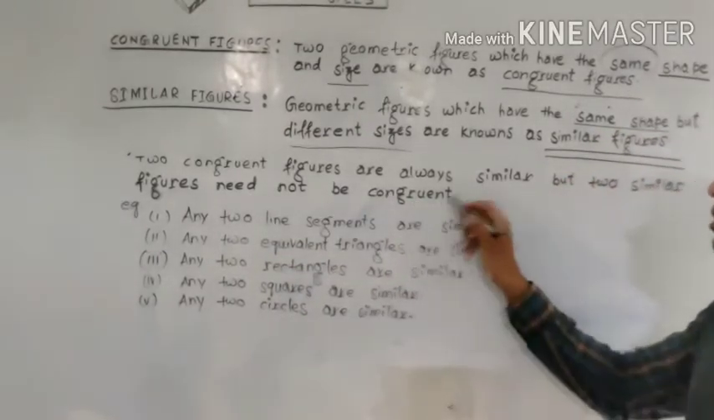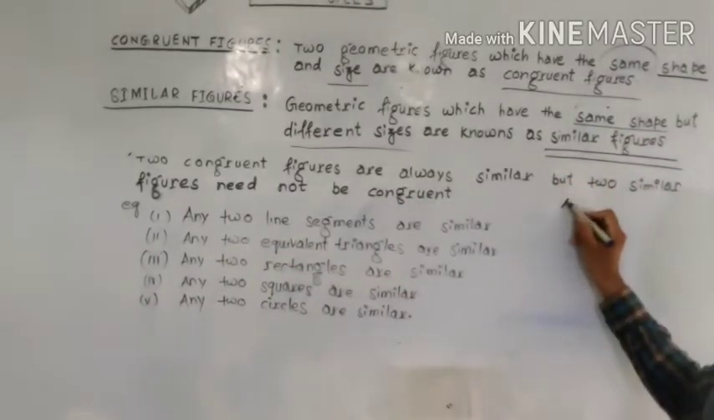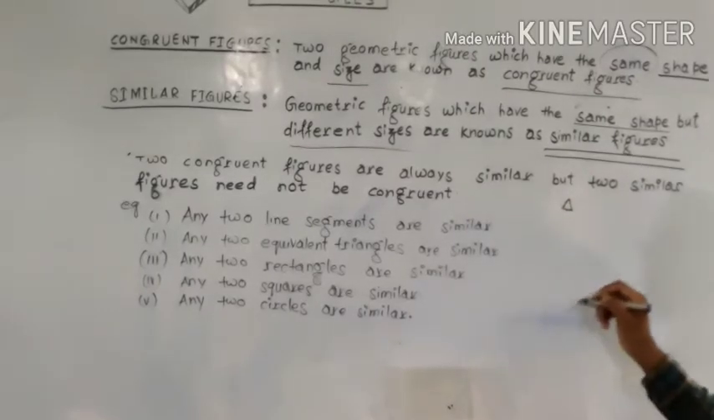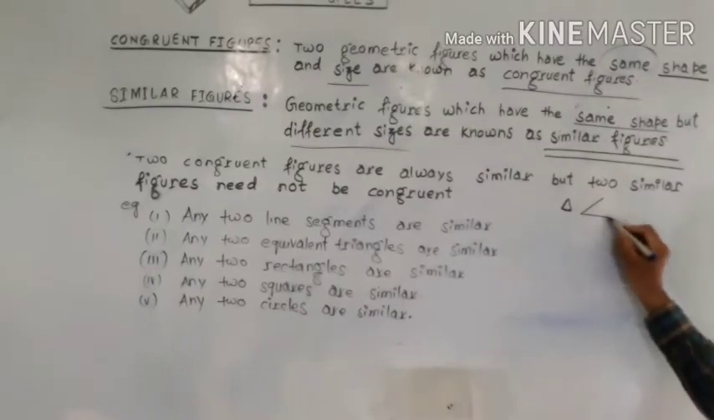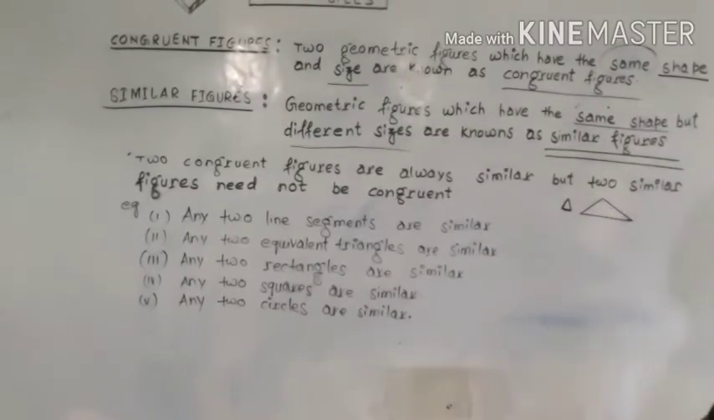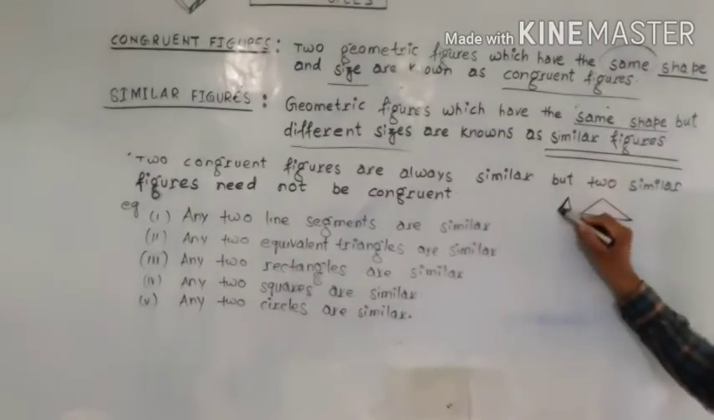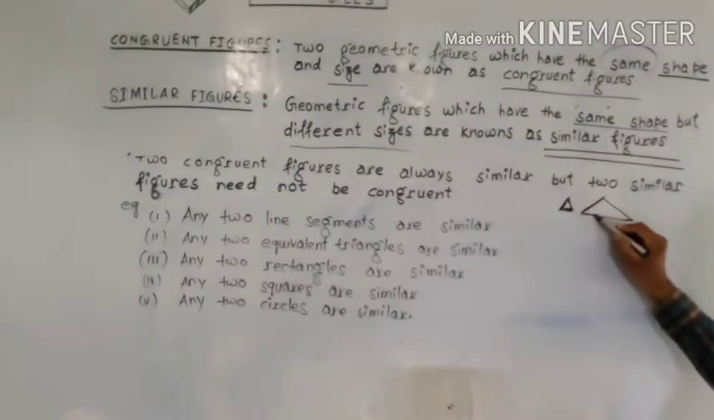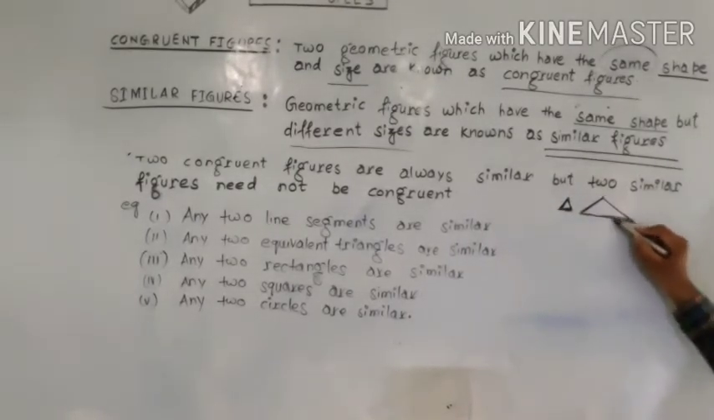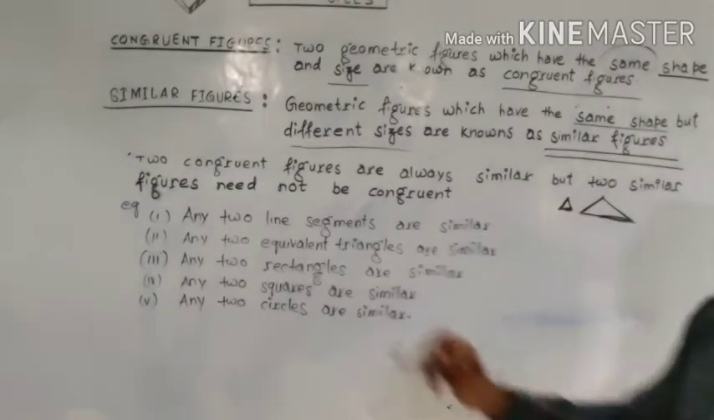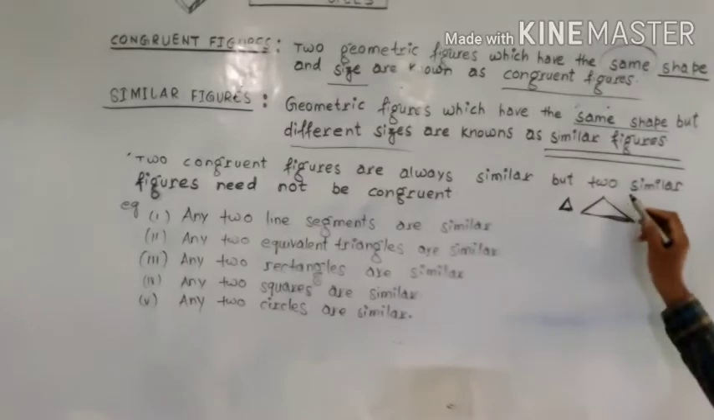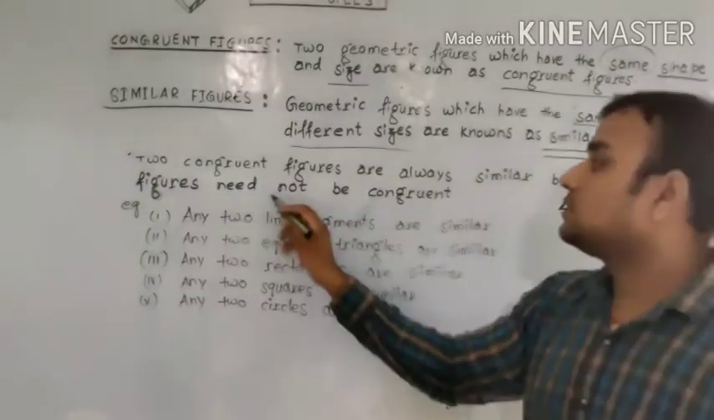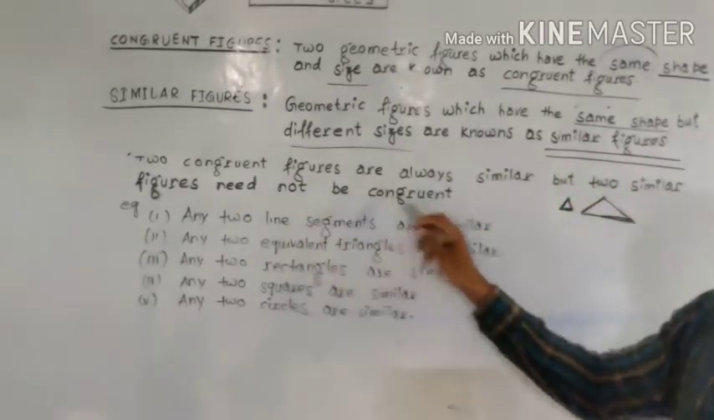That means, what is the condition for congruency? If you take a triangle, then the other is also a triangle, but their size is not equal to the respective triangle. So two congruent figures are always similar, but two similar figures need not be congruent.